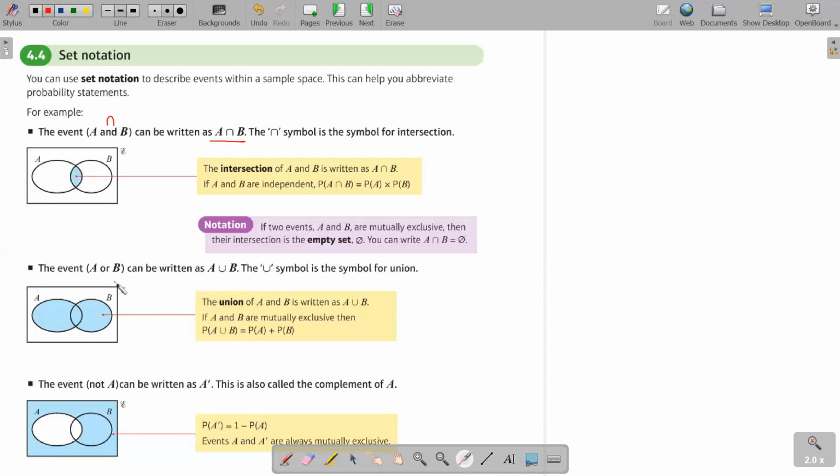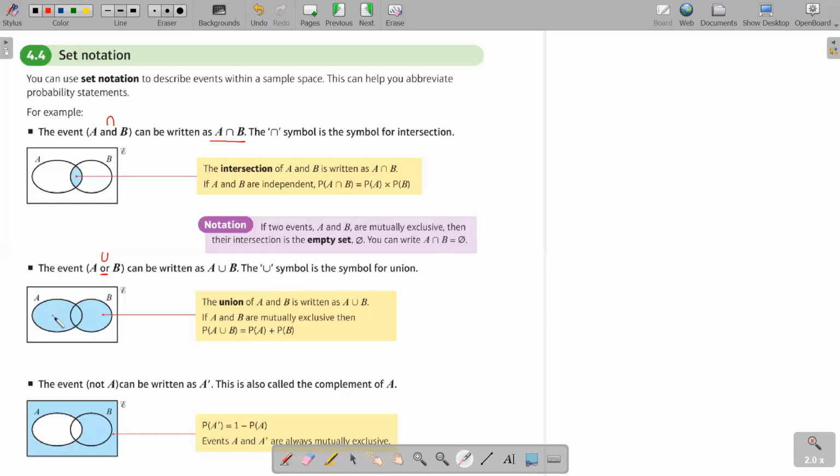All right, the next one, the event A or B. Or means a union, because we are okay with getting A, we are also okay with getting B, and we are okay with both of them. So we are happy with A, happy with B, and happy with both A and B. This is written as A union B. The union symbol is the letter U, the capital letter, which is the symbol for union.